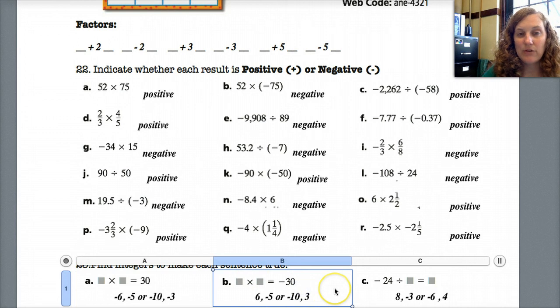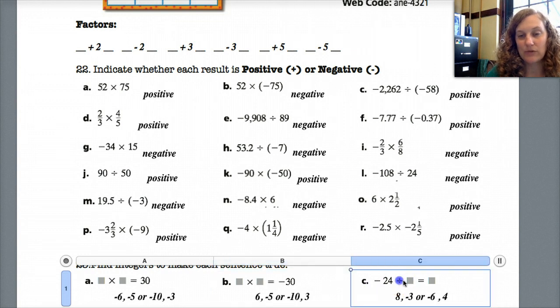Here we have a negative 30, so in this situation we have to have one negative and one positive. So negative 5 times 6, or negative 6 times positive 5, or negative 10 times 3, or negative 3 times positive 10, doesn't matter. Those are just some examples.